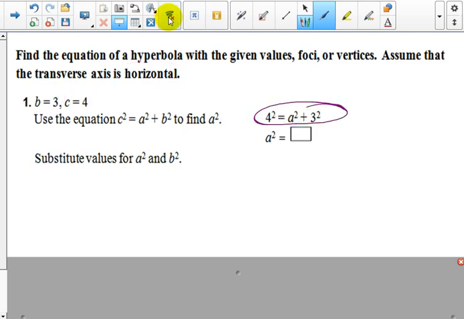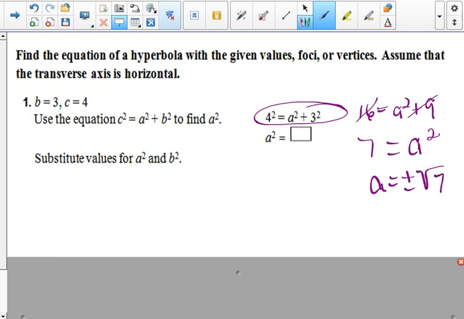Now let's do the math. I'm just going to do this out to the side. 16 equals a squared plus 9. So subtract 9 from each side, and what do we get? 7 equal a squared. So we know that a squared is equal to 7. You could say that a is equal to positive negative radical 7, but we're also going to use this as an a squared, right? So we're going to just say a squared is equal to 7. Okay.